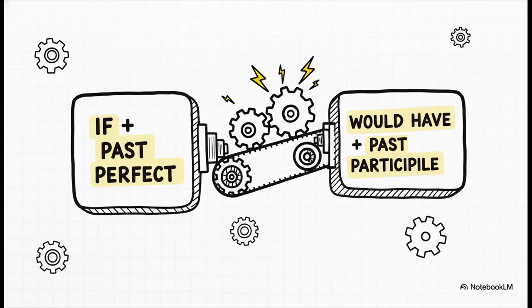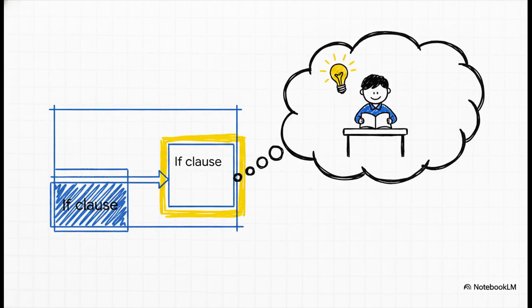Okay, here it is, the blueprint for our time machine. Now, I know it looks a little technical, but it's really just two simple parts working together in perfect harmony. All right, part one is the if clause. This is where you set the scene. You create that imaginary past condition, the thing you wish had been different. Like in our example, if I had worked. See? That's the past perfect tense, setting up our alternate reality.